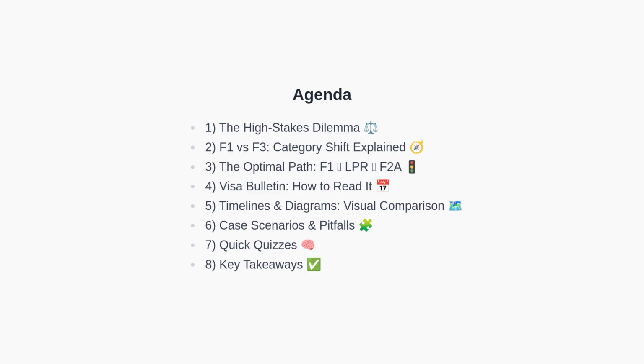To guide you smoothly, here is our agenda. First, we define the dilemma. Next, we contrast F1 and F3. Then, we outline the optimal path from F1 to lawful permanent resident to F2A. After that, we show how to use the VisaBulletin. We will then visualize timelines, consider scenarios and pitfalls, take short quizzes, and close with key takeaways.